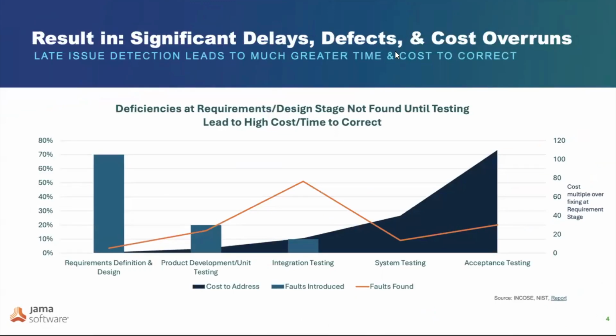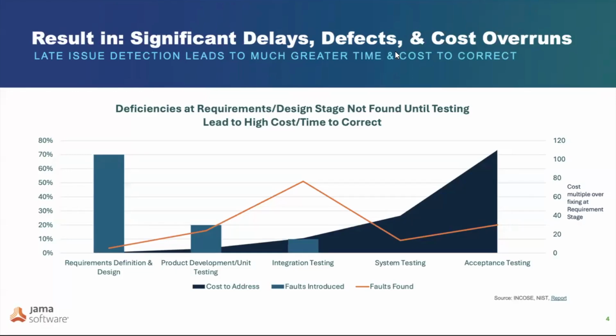As we all know, late detection of issues really leads to a huge cost in order to correct that within a project. You can see in this bar graph here, on the left, the different phases going to the right of a typical product development. So you're starting in the requirements, definition and design, and moving all the way to acceptance testing.